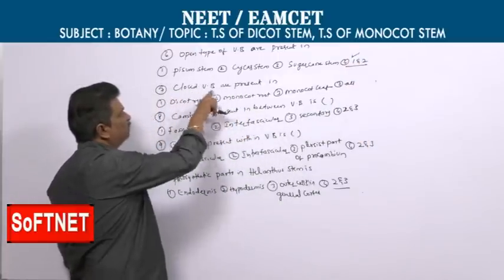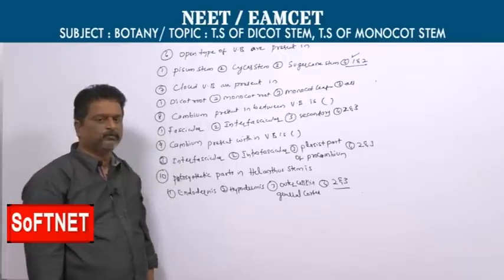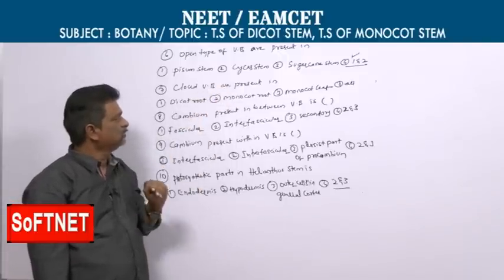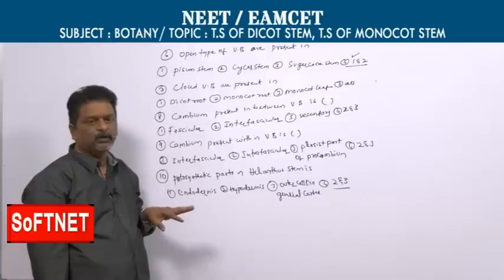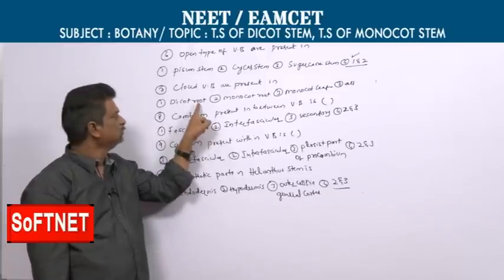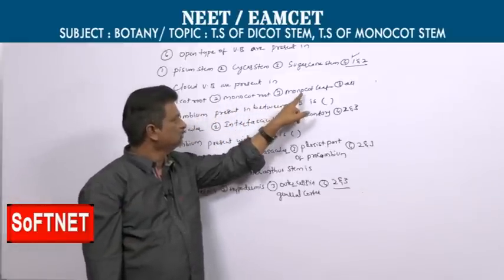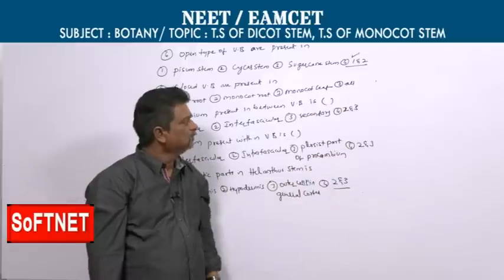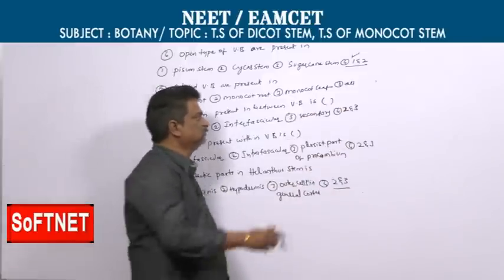The next one, closed vascular bundles. Closed vascular bundles means cambium is absent. Generally, closed vascular bundles are present in roots, monocot stem and both leaves. So, the answer: dicot root, monocot root, monocot leaf. In all these three parts, vascular bundles are closed. So, the answer is 4, all.